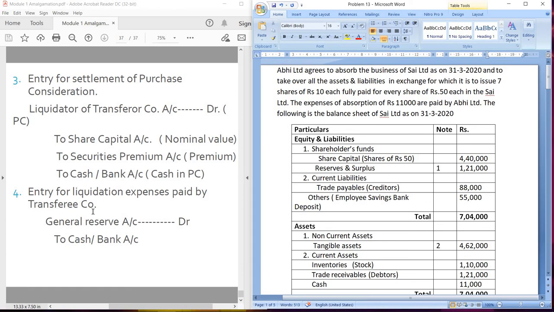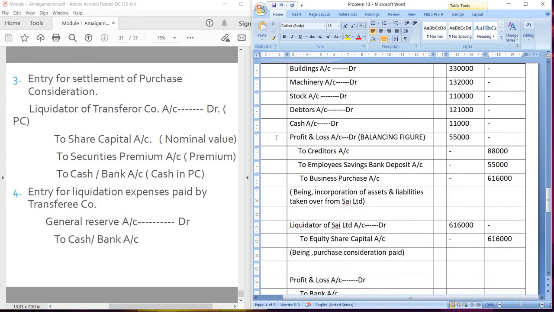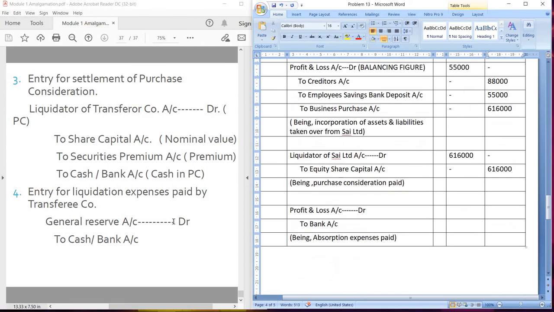So you have to pass the entry like this: general reserve account debit or profit and loss account. Now here you can see in this problem we have adjusted the difference in profit and loss account. So the same account we have to use for passing the entry. So profit and loss account debit to cash or bank account. Okay, so profit and loss account debit to bank account.